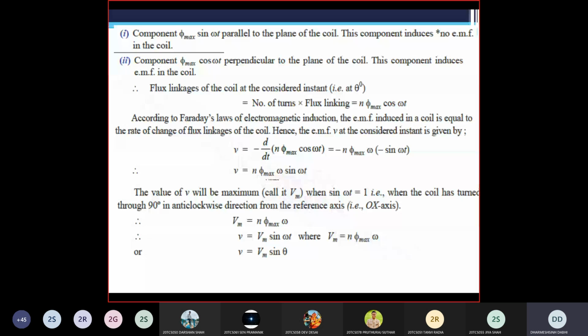Derivation of alternating voltage in the coil? Yes or no?